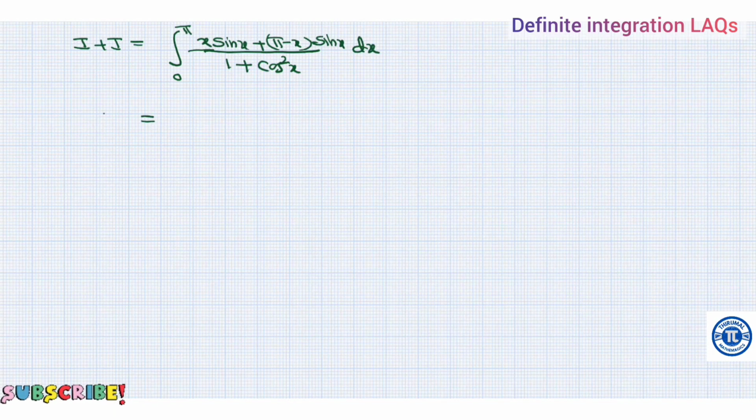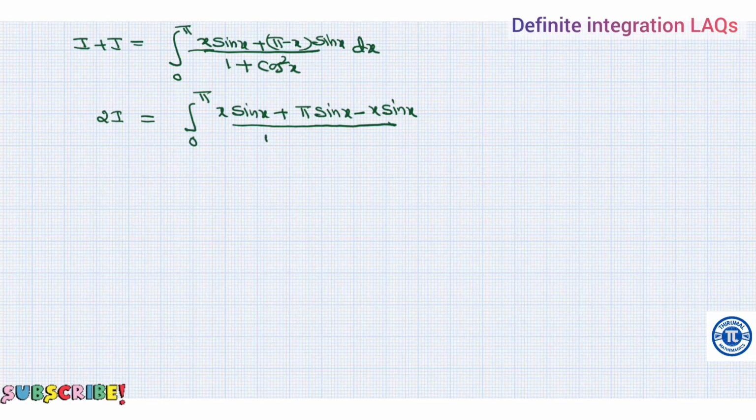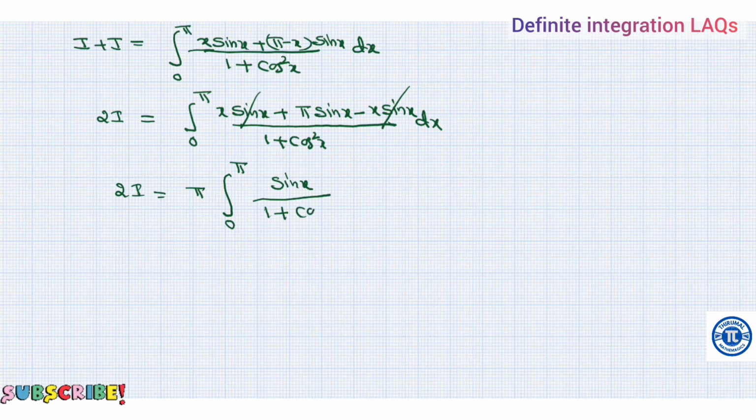I plus I is 2I, equal to integration 0 to pi of x sin x plus pi into sin x minus x sin x, by 1 plus cos square x dx. Here minus x sin x plus x sin x cancel, so 2I equals pi, which is a constant, times integration 0 to pi of sin x by 1 plus cos square x dx.